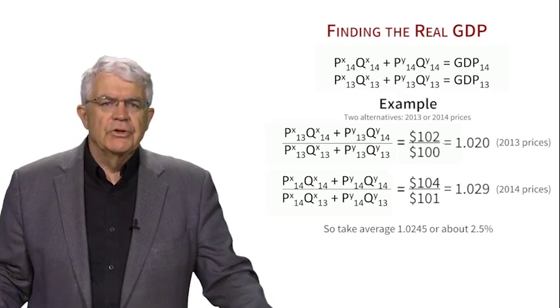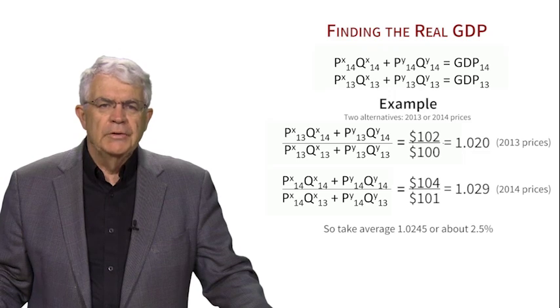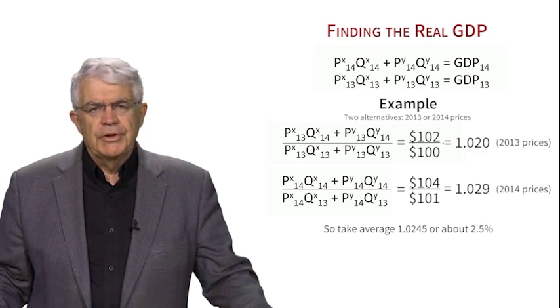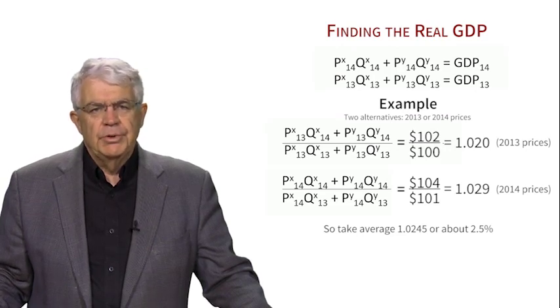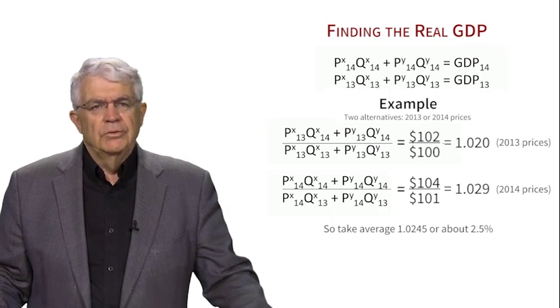So let's imagine there's two goods, good X and good Y. And let's imagine there's two periods in time, say 2013 and 2014. And we want to examine both the prices, P, and the quantities, Q, that pertain to 2013 or 2014.